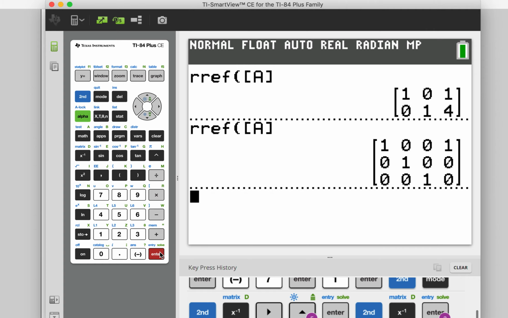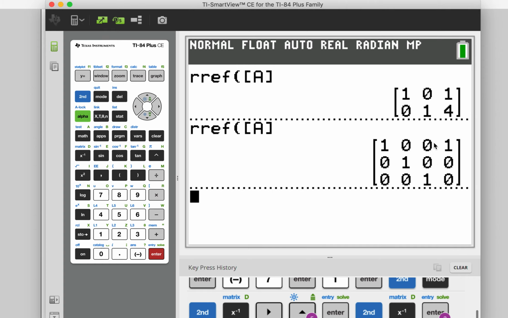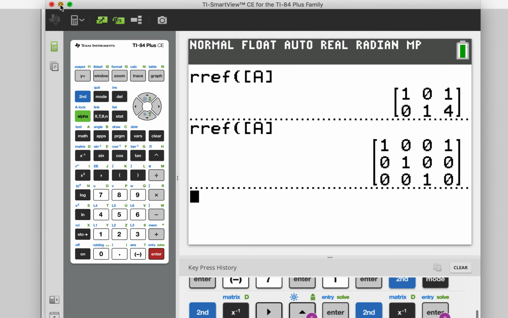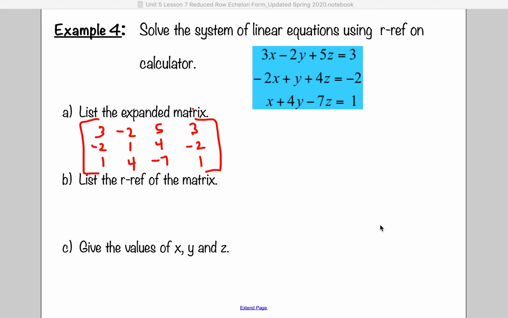So with my 3x3, did I meet my goal? This part right here is my identity matrix. So yes, I did reach my goal. So this is my solutions, 1, 0, 0. So I need to write down my RREF matrix. So let's do that. And then we'll say what we got for our final answers.